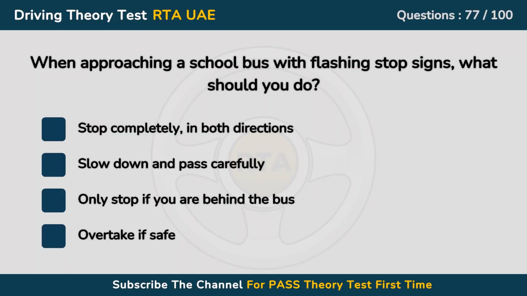Question 77. When approaching a school bus with flashing stop signs, what should you do? A. Stop completely in both directions. B. Slow down and pass carefully. C. Only stop if you are behind the bus. D. Overtake if safe.